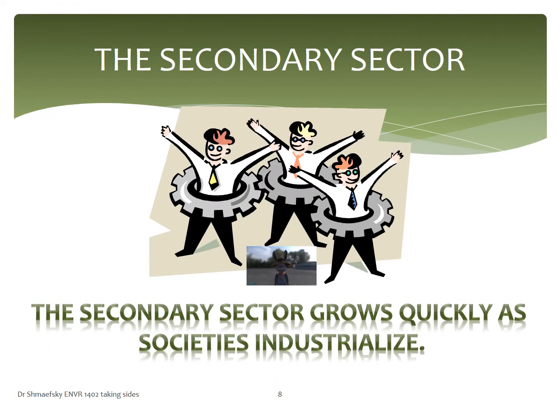Usually the secondary sector grows quickly as societies industrialize. And as societies industrialize, we see that we also have a tendency for further urbanization and what we call suburbanization or urban sprawl.